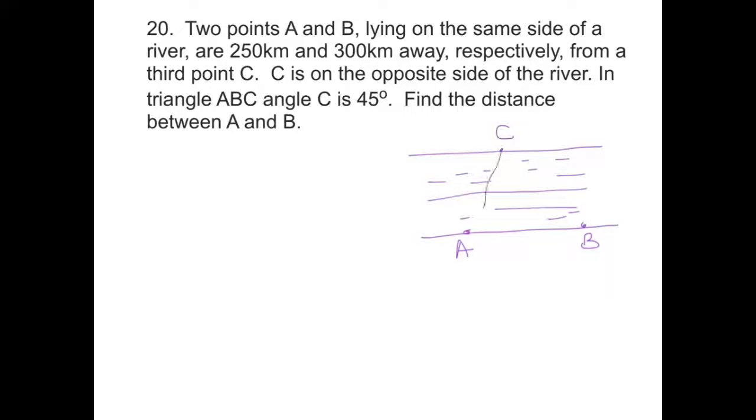and we now have this triangle ABC where the length of side AC is given as 250 kilometers and the length of side CB is 300 kilometers. And we've been also given that the angle C in this triangle is 45 degrees. And we are required to find the distance between A and B, that is the third side.